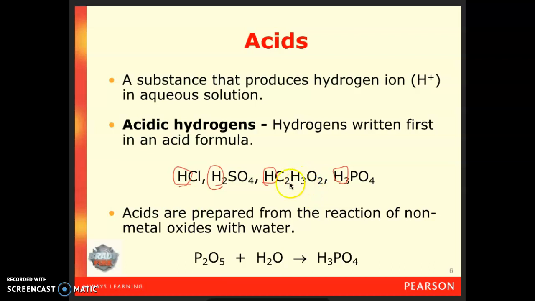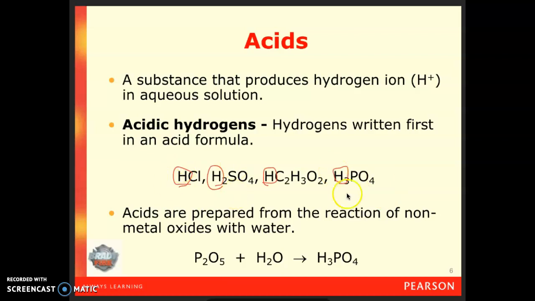Now, it is also possible that you could have multiple acidic hydrogens, as is shown here. So phosphoric acid has potentially 3 acidic hydrogens. Sulfuric acid has potentially 2 acidic hydrogens. How quickly those get used all depends upon the environment in which they are being subjected. But it is possible to have 1, 2, or even 3 acidic hydrogens in a given acidic formula.